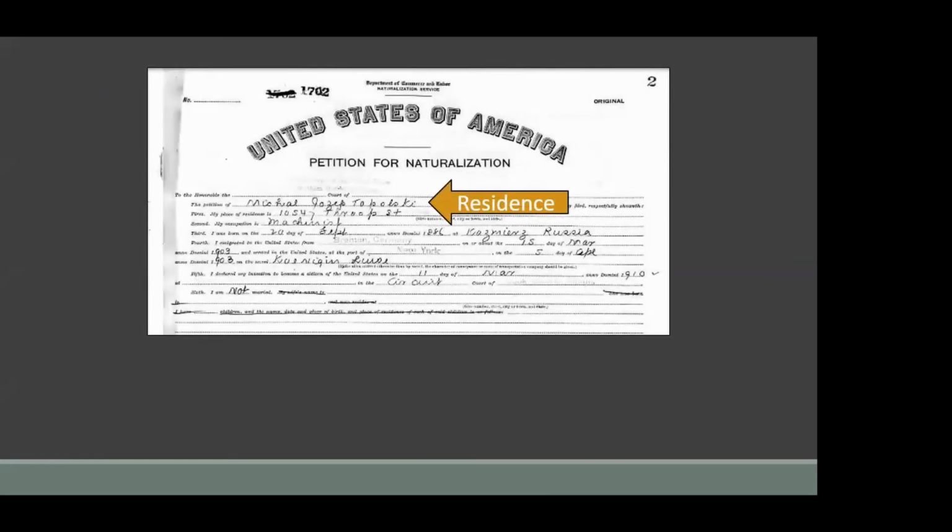So, looking for Michael, I find Michael Joseph Tapolsky petitioned to become a U.S. citizen in 1930, as he stated on the census, and he is living at that address on Throop Street in Chicago, the one that is listed on the 1910 census. We are given that he was born in 1886 in Russia, that he arrived April 5th, 1903, in New York from Bremen, Germany, on the ship Colonial Louise.